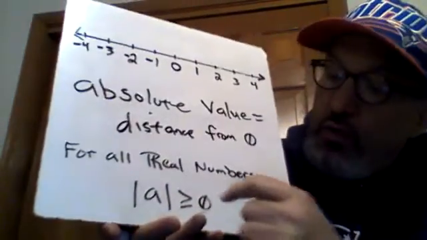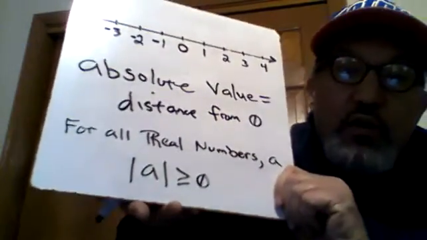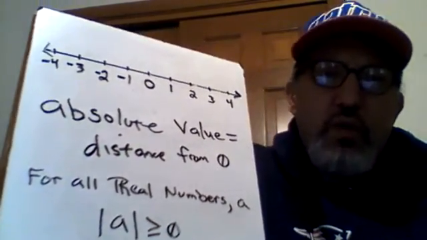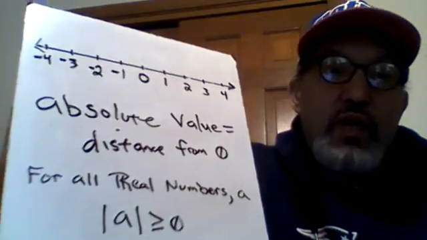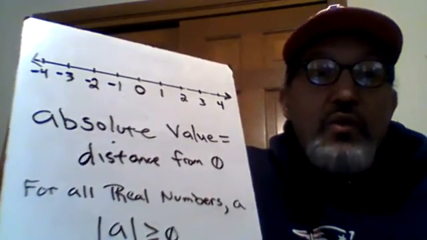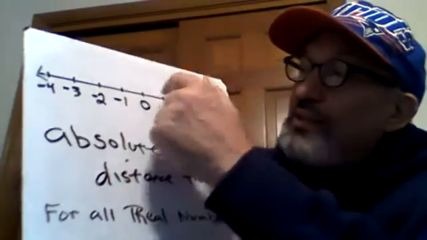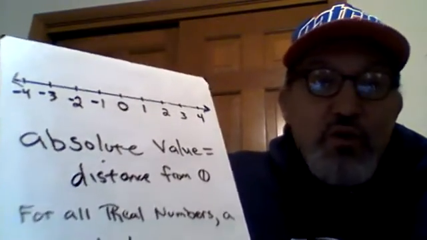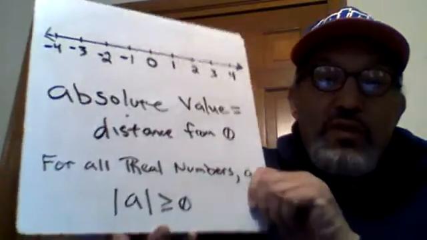This symbol here with the little line underneath means greater than or equal to. Why do we need the or equal to? Because of 0. The absolute value of 0 is 0. But the absolute value of any other number is positive, because no matter where the number is on the number line, its distance from 0 can only be positive.